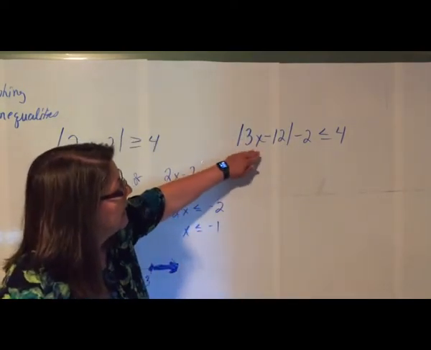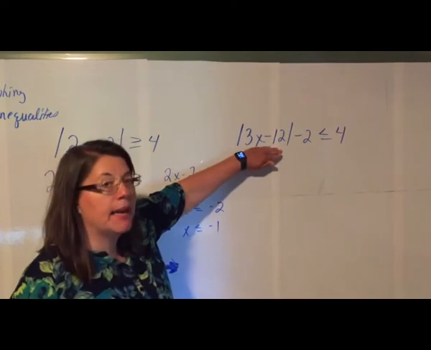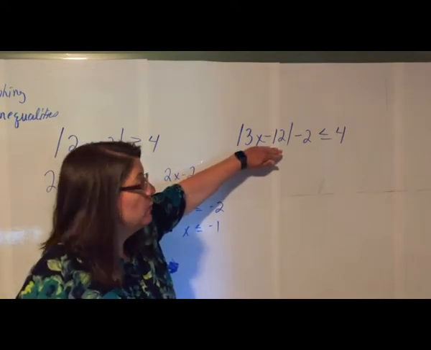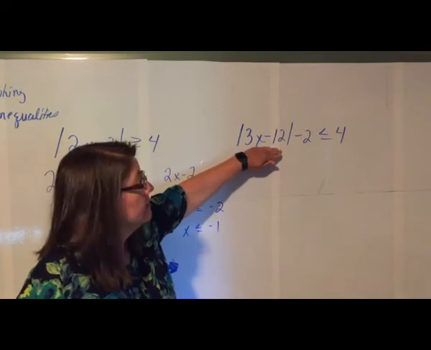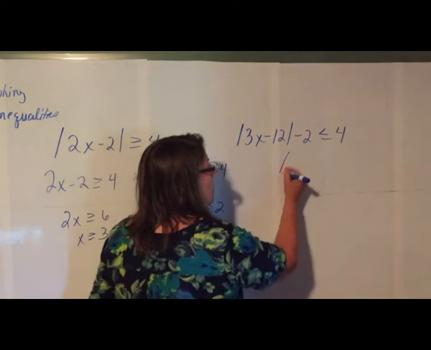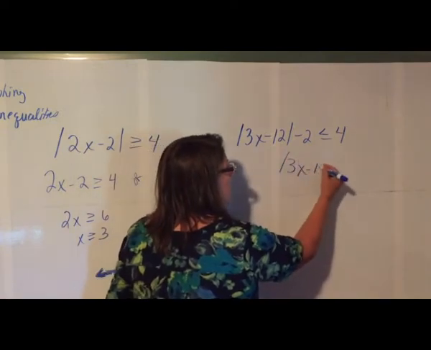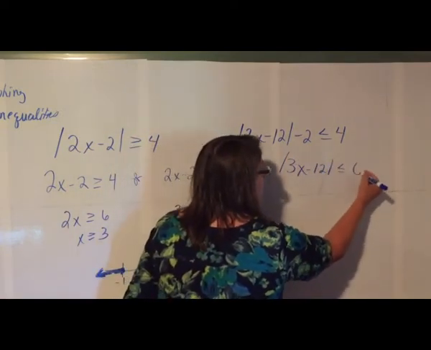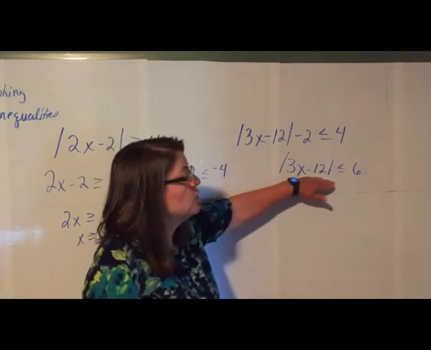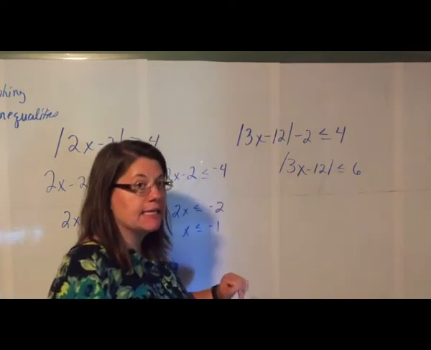notice my absolute value is not by itself here. So I have to get the absolute value completely by itself before I'm allowed to set up the two inequalities. To do that, I'm going to add 2 to both sides. So my new problem is 3x minus 12 is less than or equal to 6. And now that my absolute value is by itself, I can set it up.